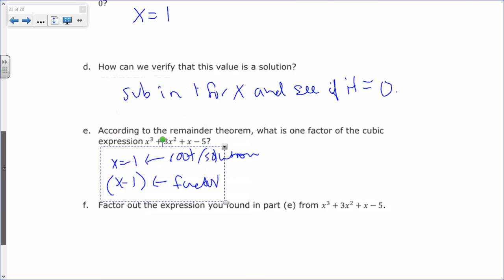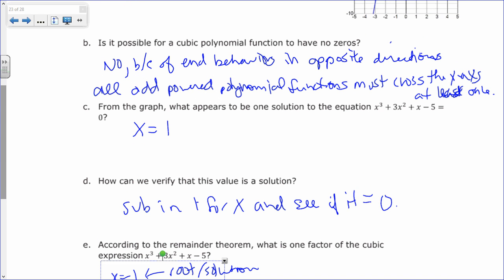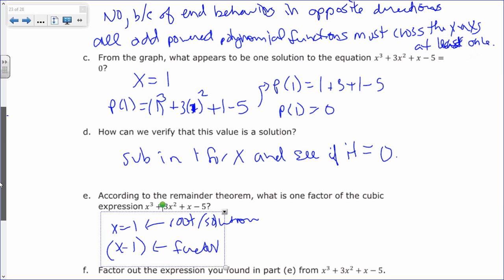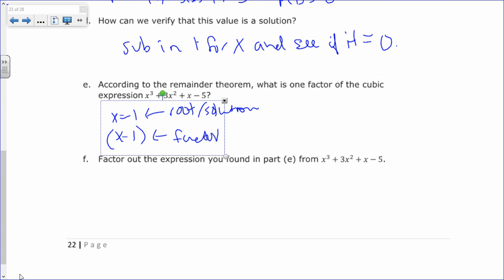Actually, I want to go back up real quick. We should probably show this in part C. It was called P of x. So P of 1 equals 1 cubed plus 3 times 1 squared plus 1 minus 5. So P of 1 equals 1 plus 3 plus 1 minus 5, so P of 1 equals 0, just to verify that.